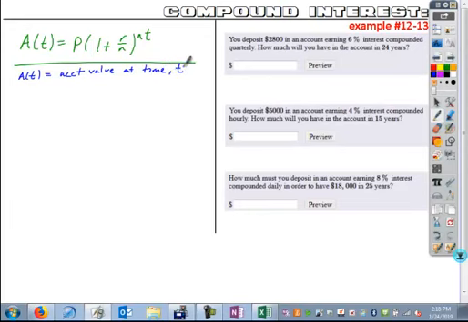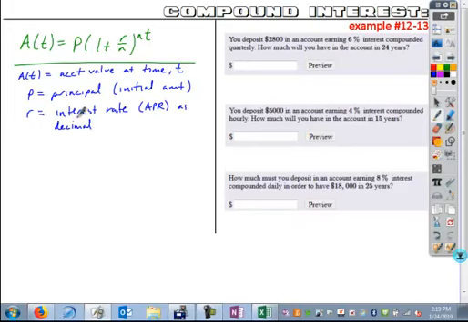So this is the amount that's in your account. The P value is called the principal, and this is the initial amount, or it's the amount at time 0. The next thing that you see here is the R value. The R value is the interest rate, which is APR, annual percent rate, and it's in decimal form. So 12% is 0.12, 8% is 0.08.